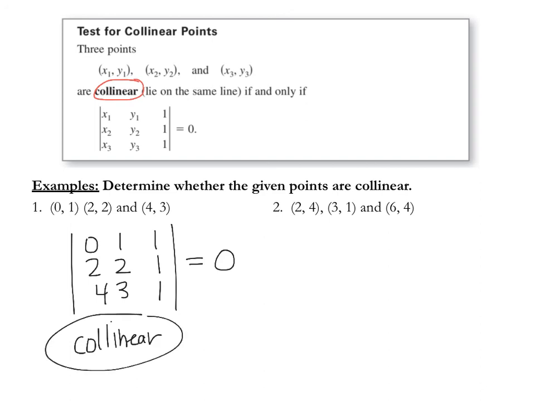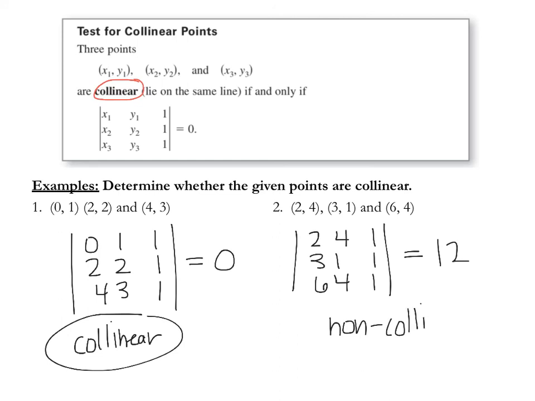So go ahead and try number 2 and see if you can figure out if it's collinear or not collinear. So here's the setup. It should be 2, 4, then a 1, 3, 1, then a 1, 6, 4, then a 1. And if you type that in your calculator and find the determinant, we get 12, which means this is non-collinear because it didn't equal 0.